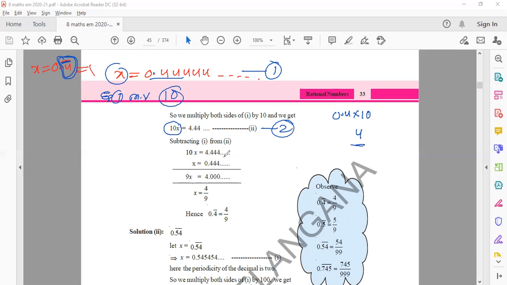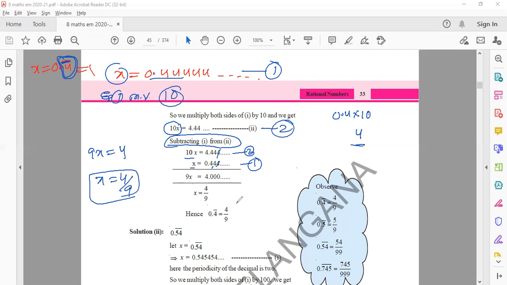After this, you need to subtract equation 1 from equation 2. This is equation number 2, this is equation number 1. You're subtracting 1 from 2. 10x minus x, then the repeating parts all cancel and 4 will come. 10x minus x is 9x. 9x is equal to 4. Now x is equal to 4 by 9. So 0.4 bar is equal to 4 by 9. This is the final answer.